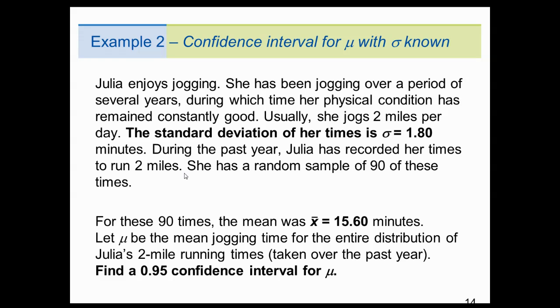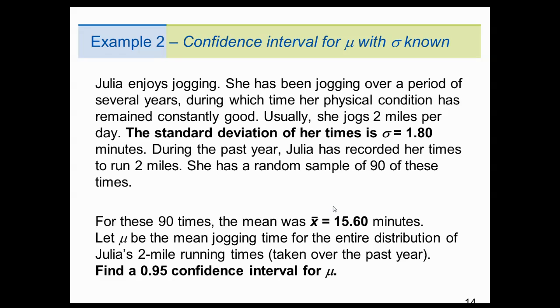During the last year, she's recorded her times. She has a random sample of 90. She doesn't have all of them, just a sample. We're going to find the mean of that sample, which he tells us here is 15.60. So let mu be the jogging time for the entire distribution of all the times that she's run over the past year. And we're looking for a 95% confidence interval.